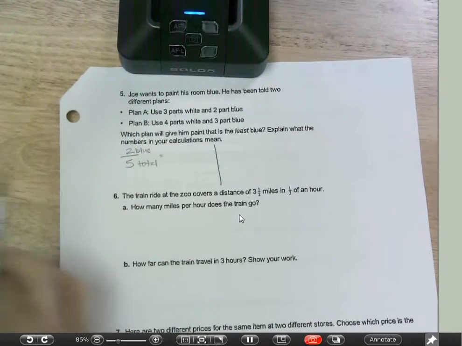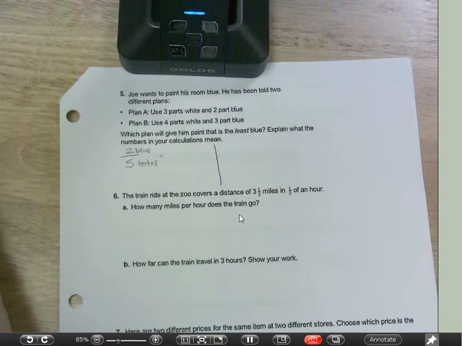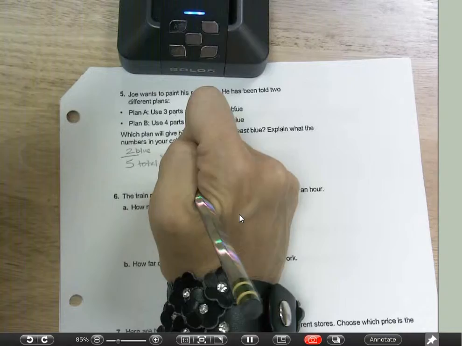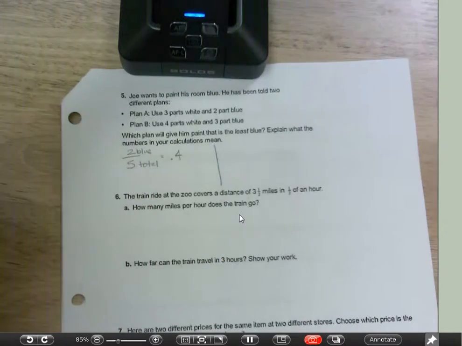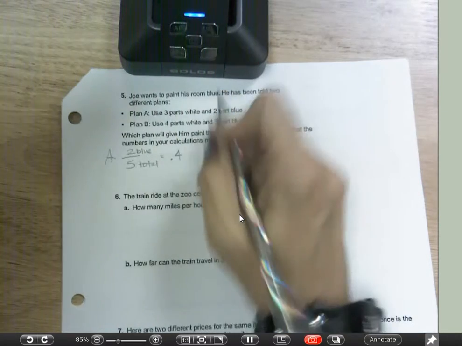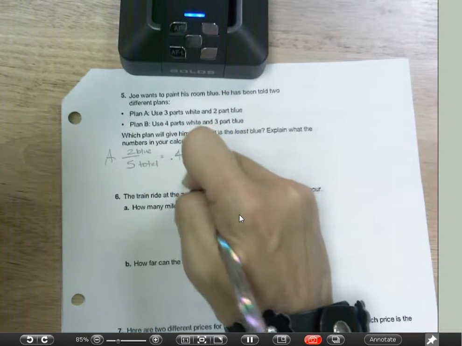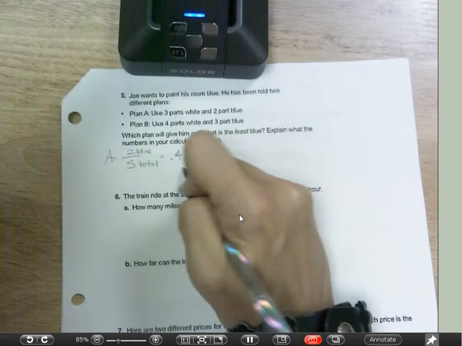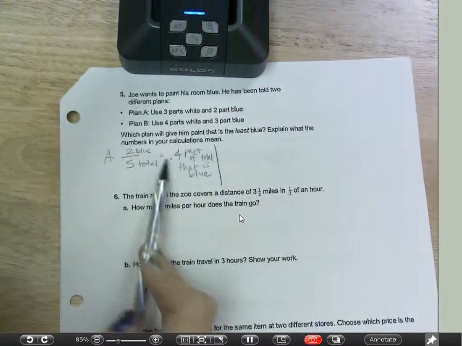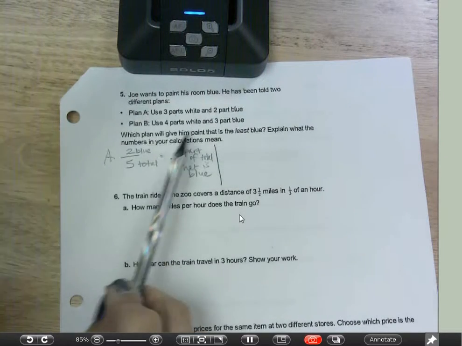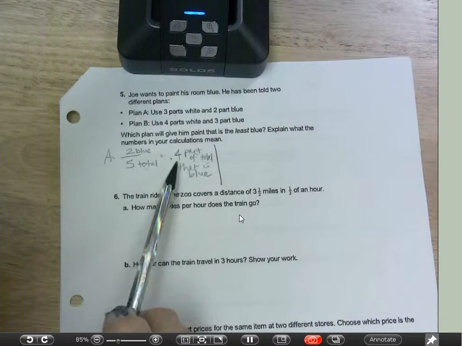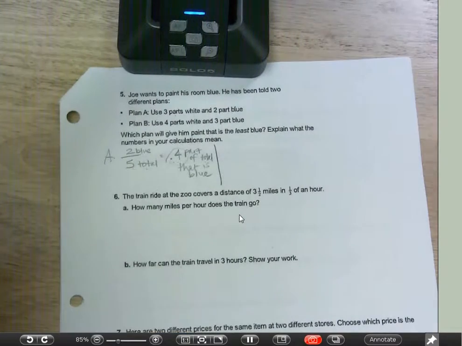So if I want to find that amount, remember, I like to do this as a decimal instead. That means 0.4 of the mixture is blue. Now with plan B, here, part of total that is blue. Part of the question said explain what the numbers mean. This is how much blue, this is the total, because this is the blue and white together. When I divided, this is the part that is blue.